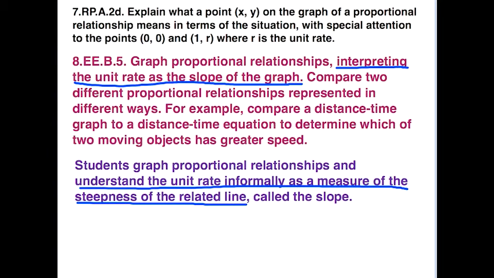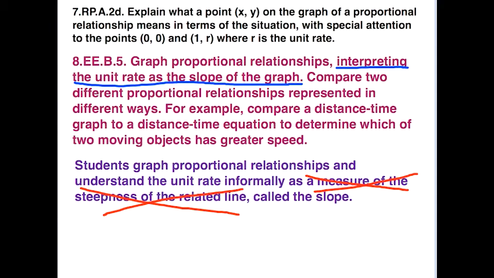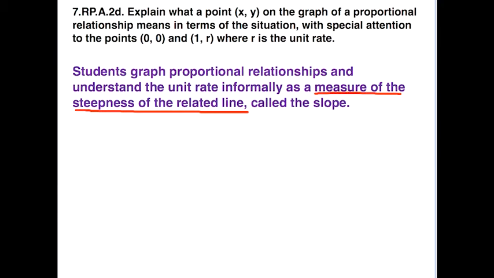Now let's look a little bit closer at how this is stated. In 8th grade, okay, no problem, interpreting the unit rate as the slope of the graph. But there's a bit of an issue with the 7th grade introduction, this whole idea of understanding the unit rate informally as a measure of the steepness of the related line. Well, what is it about this informal interpretation being a measure of the steepness of the related line?